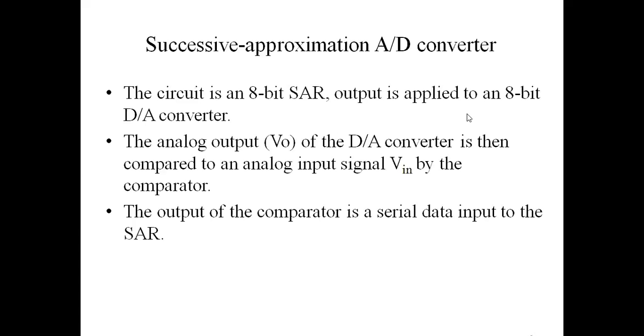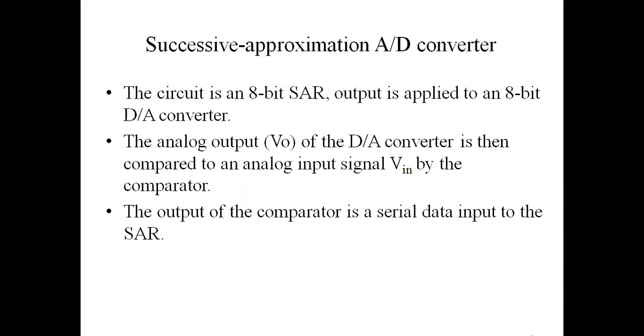Good morning, students. Today we are going to study A to D converters, and in that, we will mainly study the successive approximation A to D converter. In the previous class, we studied what a D to A converter is. In today's class, we study the opposite, that is, analog to digital converters, meaning A to D converters. An A to D converter converts an analog voltage to a digital output.